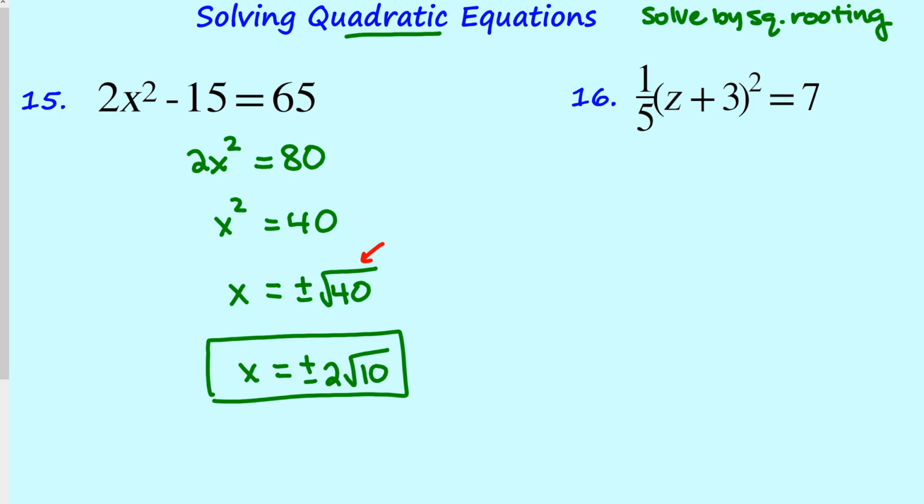Okay, so if we kind of break it down to a procedure, what we had to do was take our equation and get it down to the point where it was something squared equals something, and at that point, you square root.